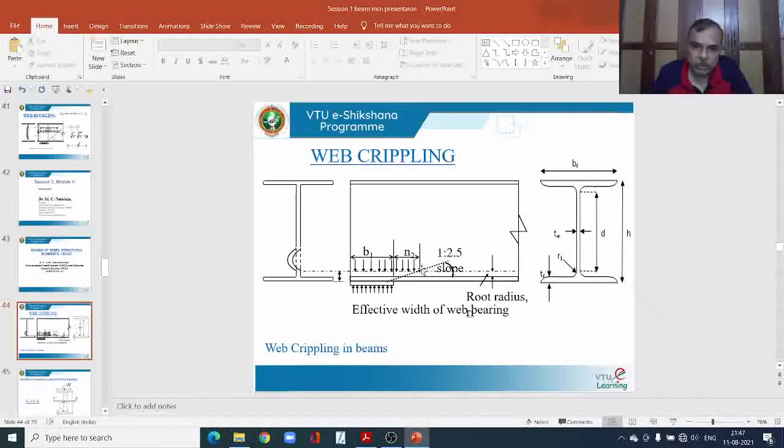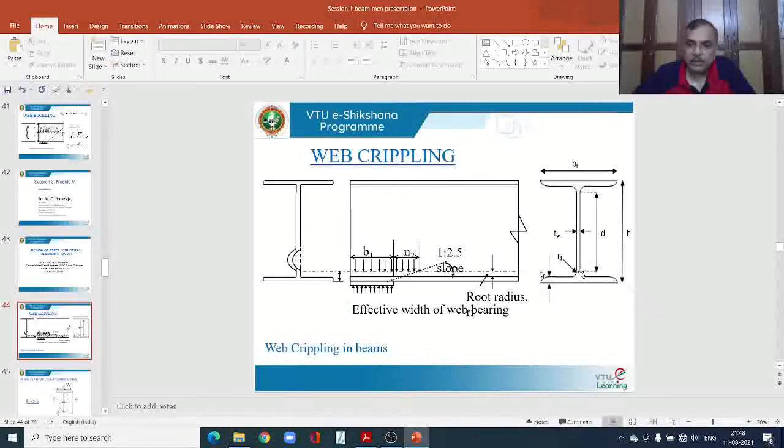So this is the width, multiplied by, of course, the thickness of the element at that section, which is the thickness of the web. So the thickness of the web multiplied by this length b1 plus n2 is the area that is resisting the stress. So the reaction, whatever you have at the support, divided by this particular area, gives us the stress to which the junction is subjected.